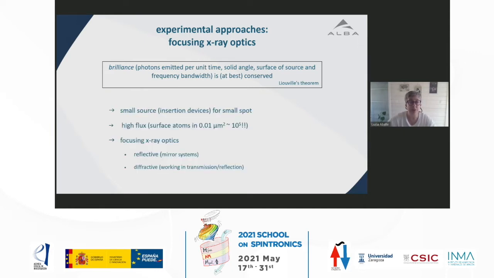So what do we need for microscopy? Again, what I just said, a small source. We need high flux because we are not going to probe a lot of material. So sometimes we do microscopy just because what we need to probe is a very, very small sample. Sometimes that's just the reason. And then we need the focusing X-ray optics that can be divided into two main categories: reflective or diffractive, transmittive, let's say.